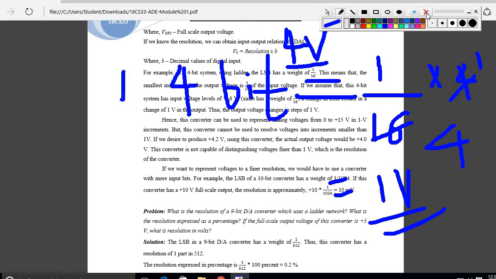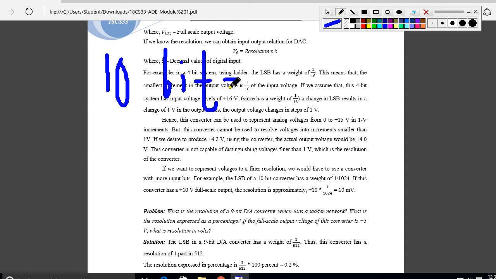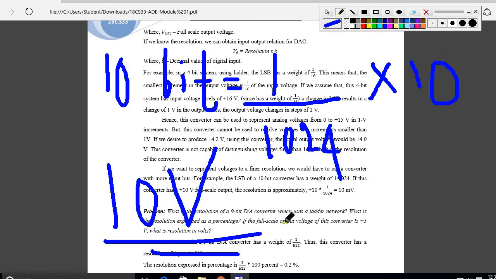Is it clear? The next concept: for example, if you consider a 10-bit DAC, the weight is 1 divided by 1024. You have to remember that a 10-bit DAC always has a weight of 1/1024. And in the question itself it is mentioned that it has a 10 volt full scale voltage. So into 10 volts, we multiply like that. That is the output for the 10-bit DAC.